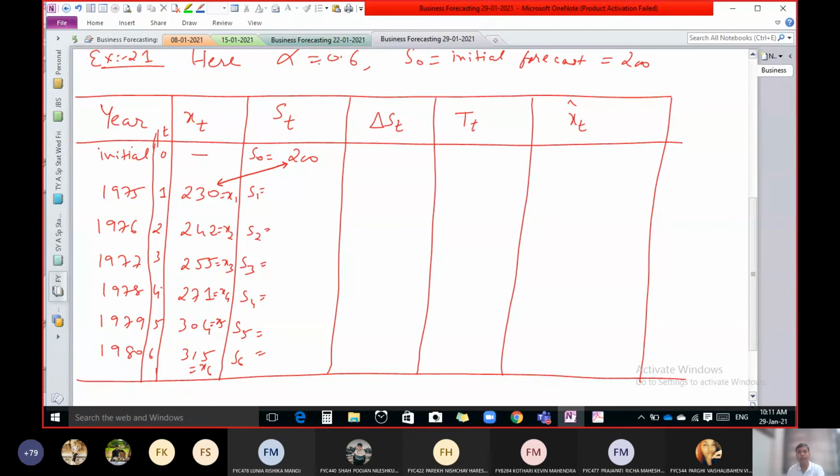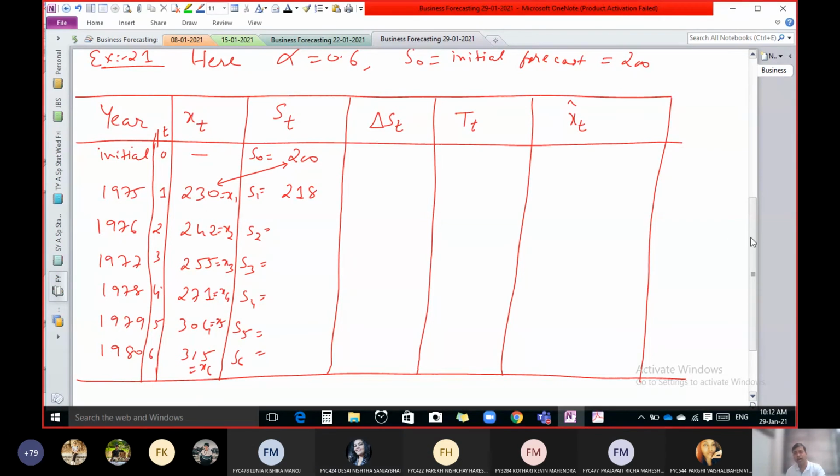Multiply that 30 by alpha. Alpha is 0.6. So 30 into 0.6 is 18. Add 18 to this 200. What is the answer? 218. Yes, this is your S1.